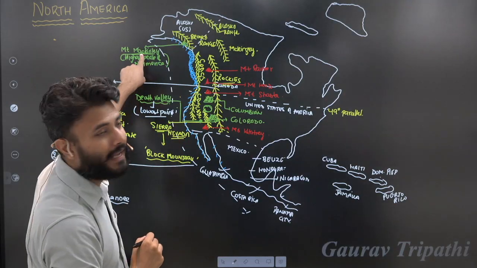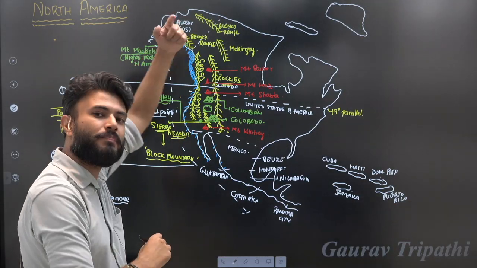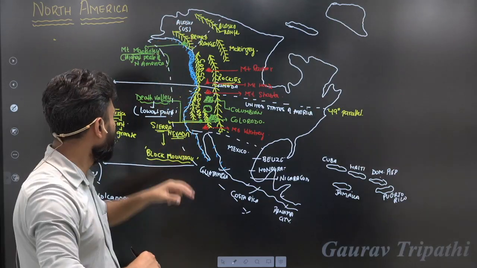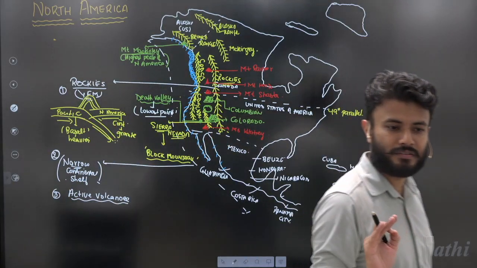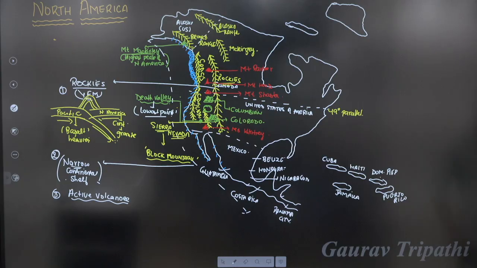If we talk about McKinley, McKinley was the highest peak, the highest point of North America, and Death Valley is the lowest point of North America. Is it fine? So all these are the important facts.